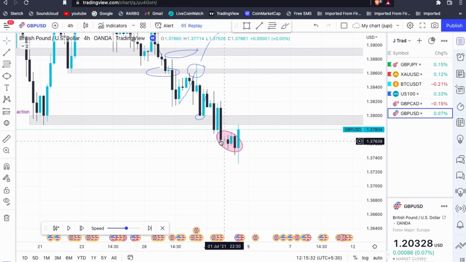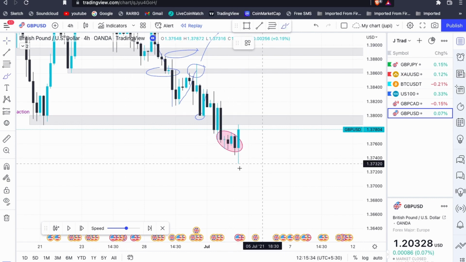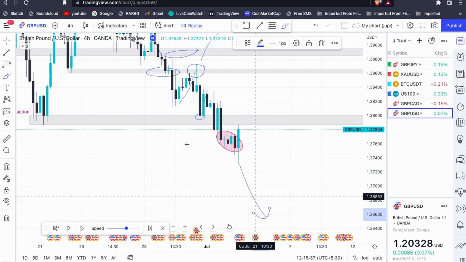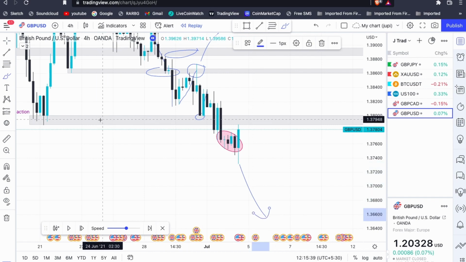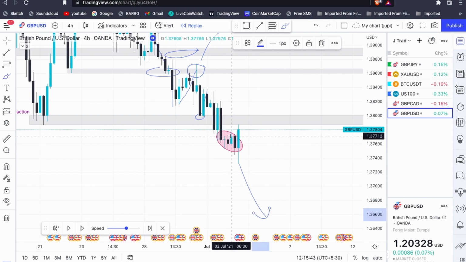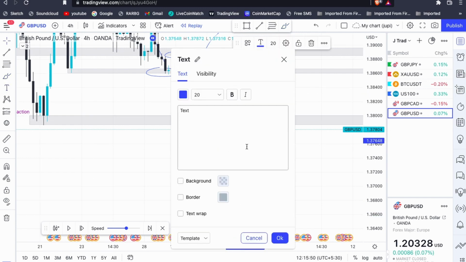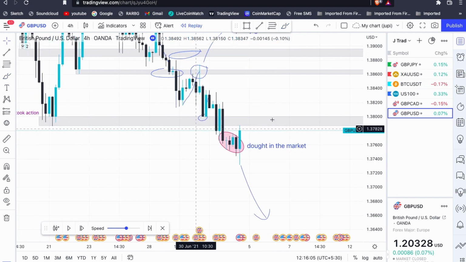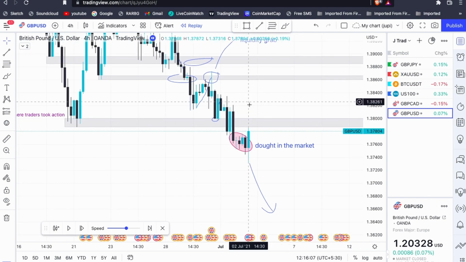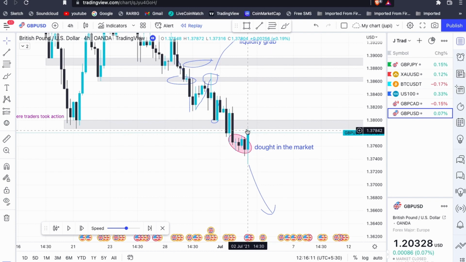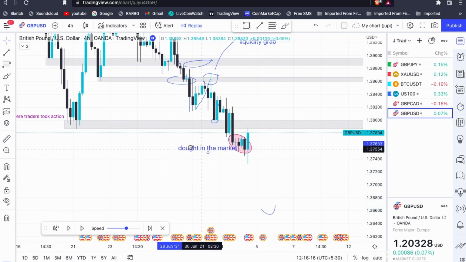If it was in favor of bears, it could have pushed down aggressively, right? Because it breached this important key structural support area. It should have dropped, but still it's forming these small candles. These small candles tell you that there is doubt in the market. So we can add a text over there. Now let's see, is it going to come back up to this important zone, or test this area and continue downward? Let's see what's going to happen, right?